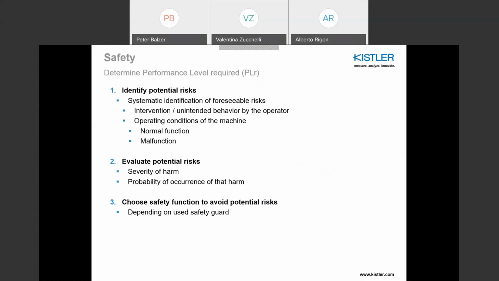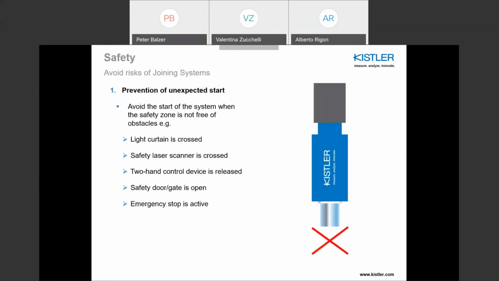The second step is you need to evaluate the potential risk, the severity of harm, and also the probability of occurrence of that harm. The third one is to choose your safety function to avoid the potential risks, always depending on the used safety goal. So let's talk about the three different risks from our joining system. The first one is prevention of unexpected start. So we just want to avoid the start of the system when the safety zone is not free of obstacles. For example, manual workstation, someone has crossed the light curtain, the laser scanner is crossed, or even the emergency stop button is active. So we need to avoid that the system is running.